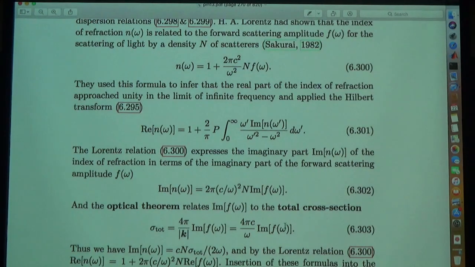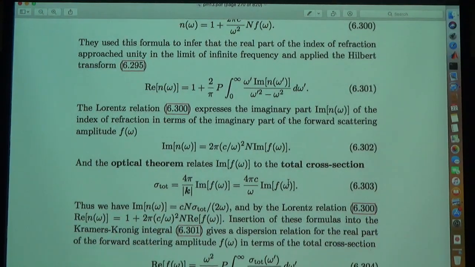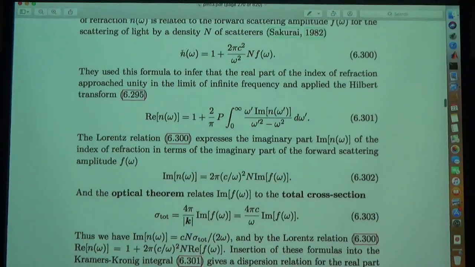This is a remarkably general relation, and it's, as I said, one of the magical things of physics that you can think of as a sum rule if you want. Anyway, it's 4 pi c over omega times the imaginary part of the forward scattering amplitude. So now, you know that the imaginary part of the forward scattering amplitude is, of course, related to the imaginary part of the index of refraction.